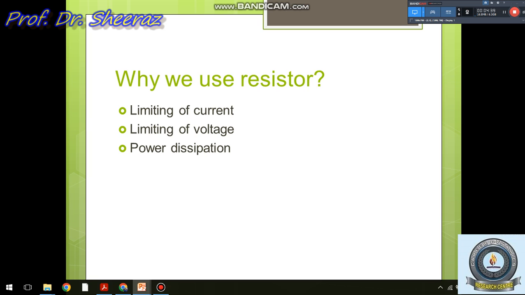Why do we use resistors? We use resistors for three main purposes: for the limitation of current, for the limiting of voltage, or for power dissipation. If we want to limit the current, we use resistance. If we want to limit the voltage, we use resistance. For the limiting of current, we will use resistances in parallel. For the limiting of voltage, we will use resistances in series, and we can also use them for power dissipation.